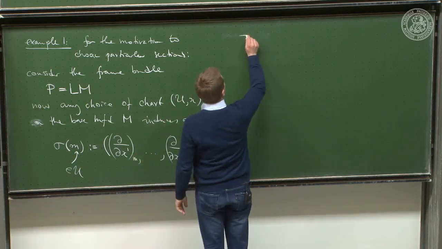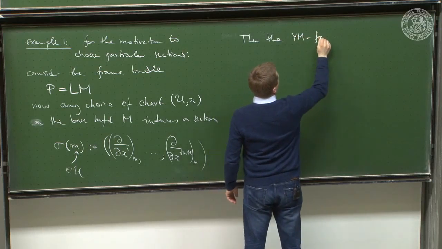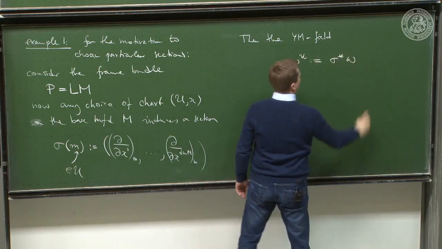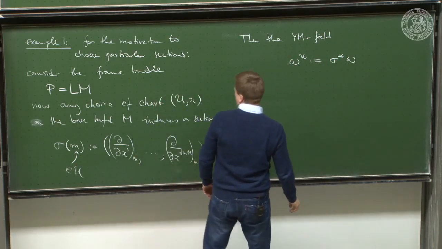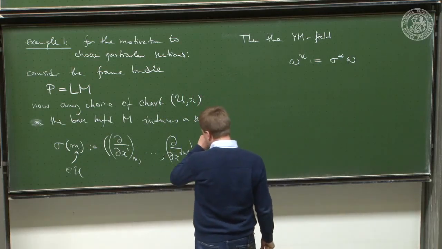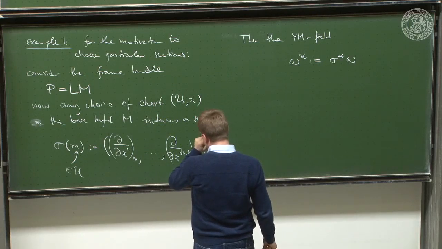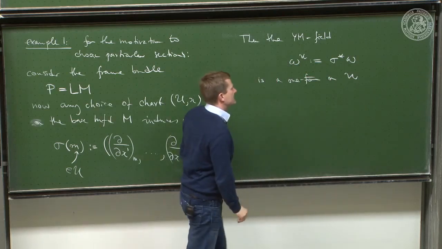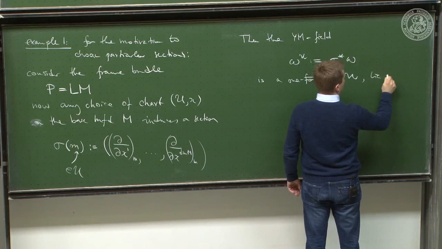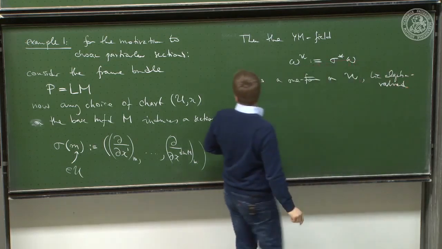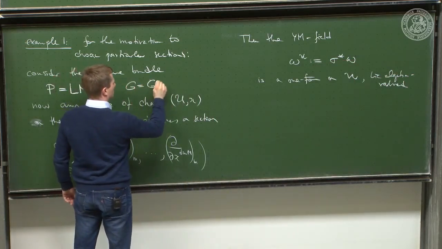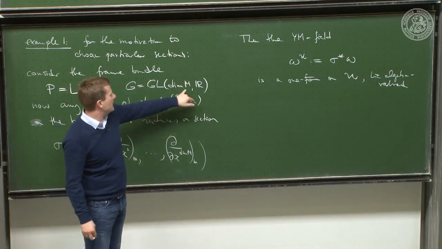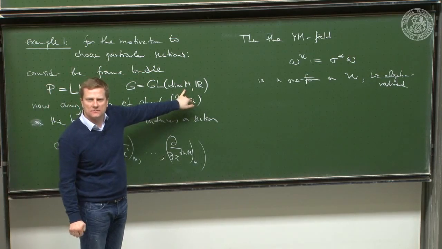And then the Yang-Mills field omega_U, which is defined as the pullback of omega under sigma. Yes, so that's a one form. It's a one form on U, and it's Lie algebra valued. But what's the Lie algebra here? Well, the group is GL(dim M, R). And what's the Lie algebra of GL? Well, it's any dim M times dim M matrix, right?